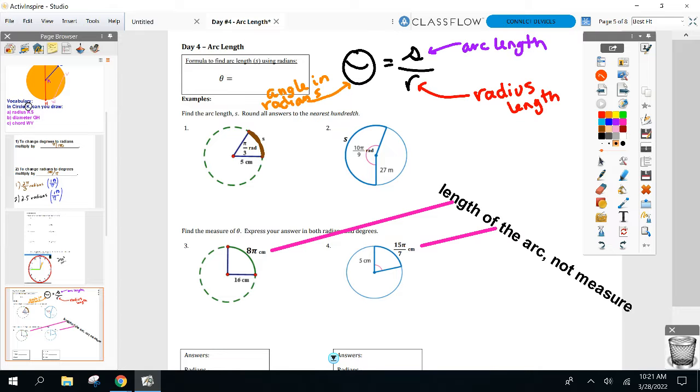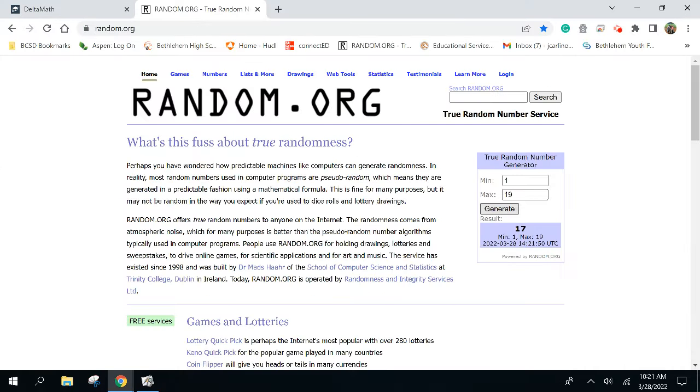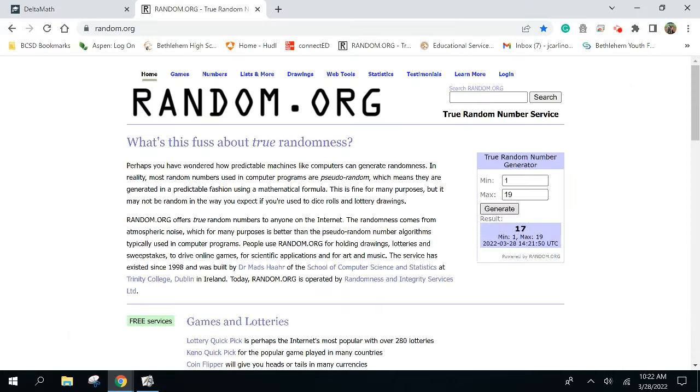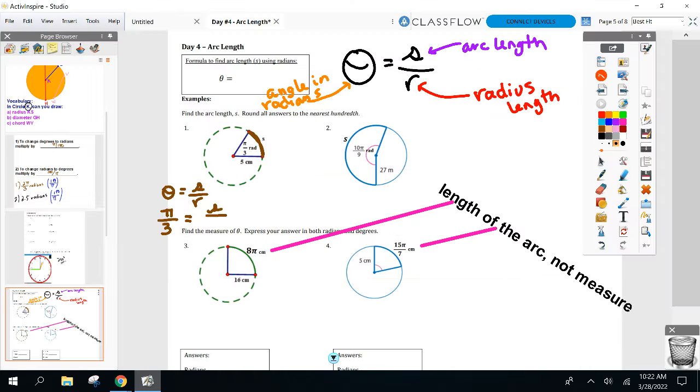Theta equals S over R. Okay, here we go. What is my angle in radians? So I can plug that in for theta. Angle in radians. Okay, so everyone ready? Pi over 3 equals arc length S, which is what I'm asked to find, S, over radius length, which is 5. So everyone see what I just plugged in there? Angle in radians equals S over R.